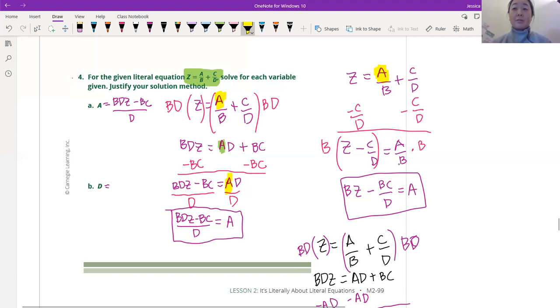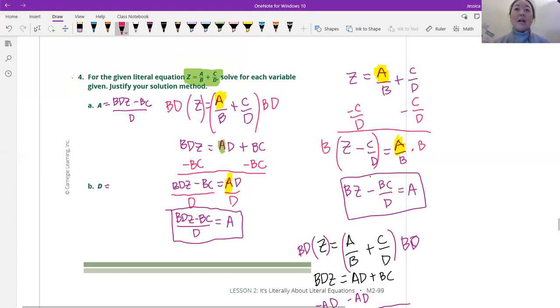And now we're close because we want a by itself. So what do we do? Multiply both sides by b. So you get bz minus bc over d. Okay, because we're going to distribute that b. Right? So you may have been wondering, we're like, Miss Lee, these are not the same thing. Like, can you do that?